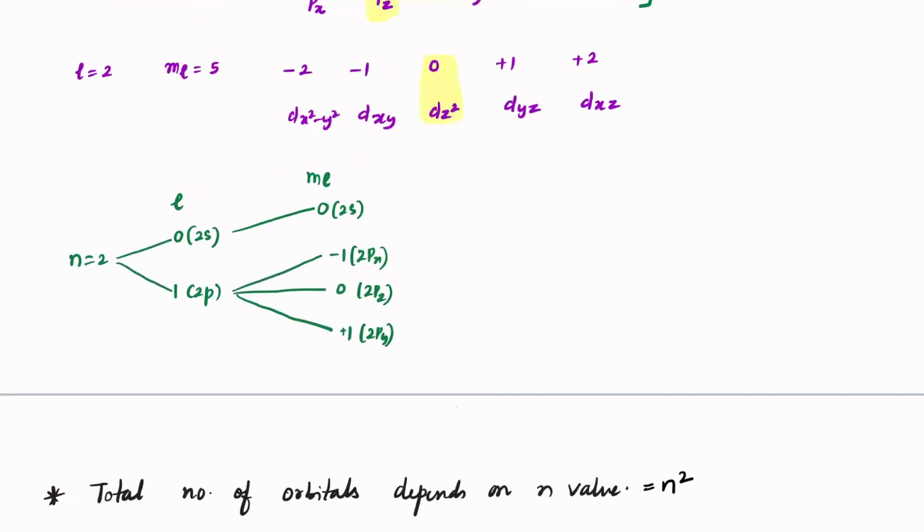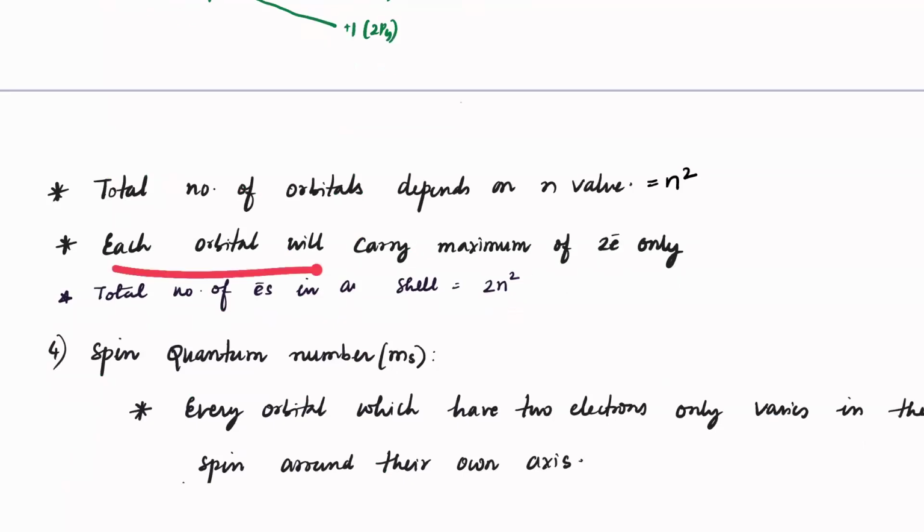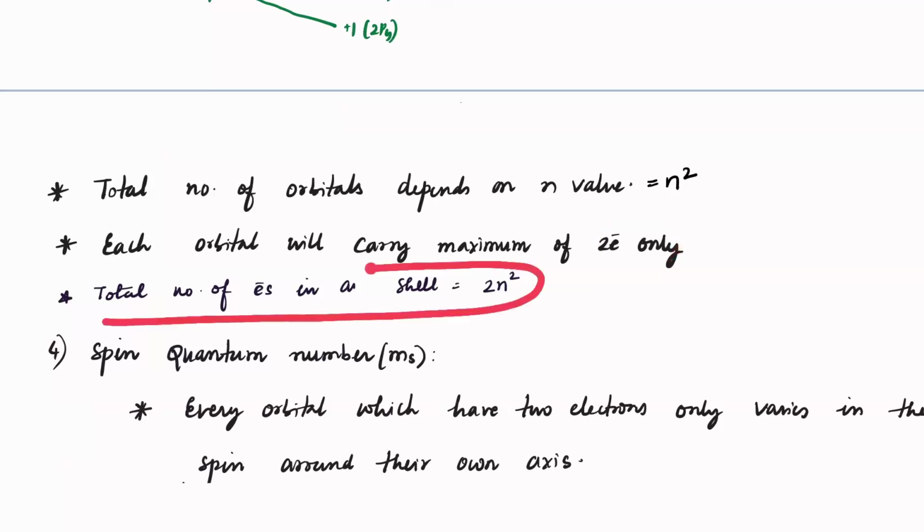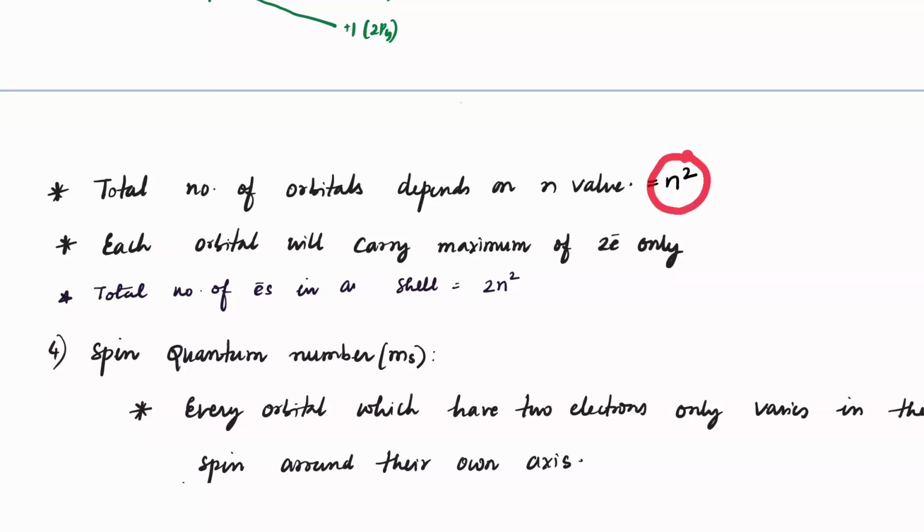Similarly, each orbital carries a maximum of 2 electrons only. Whenever we have an orbital, the maximum number of electrons it carries is only 2. If that is the number of electrons carried, then what is the total number of electrons present in the shell? Because n square is the number of orbitals and two electrons are present in each orbital, the total number of electrons present will be 2n square. So this is the information you should learn.